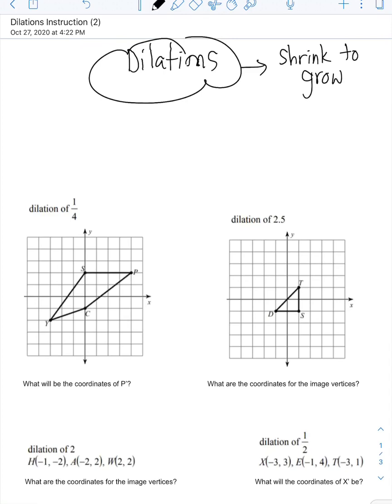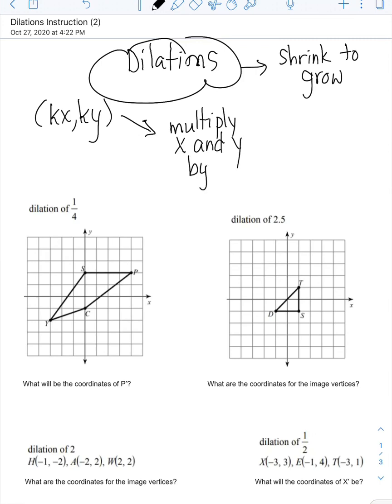And the rule that we use for that is kx, ky. And what that means is we multiply x and y by the scale factor. So let's write that down as well. Before we actually get into our examples, let me show you how these rules work.